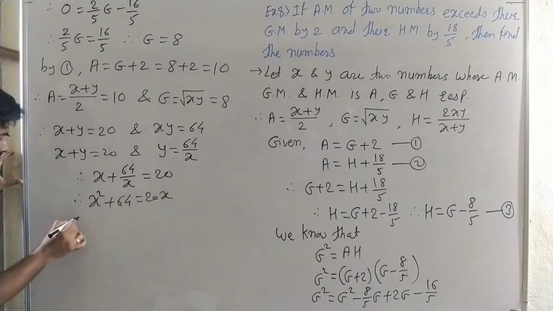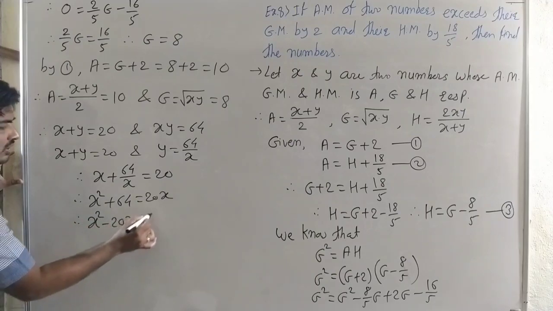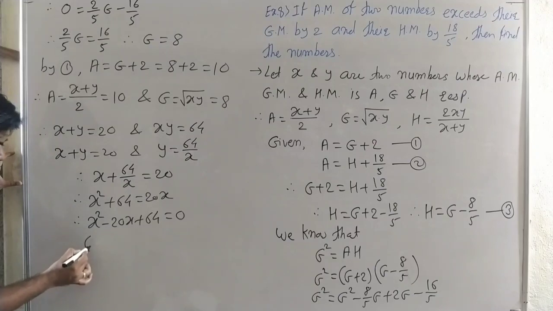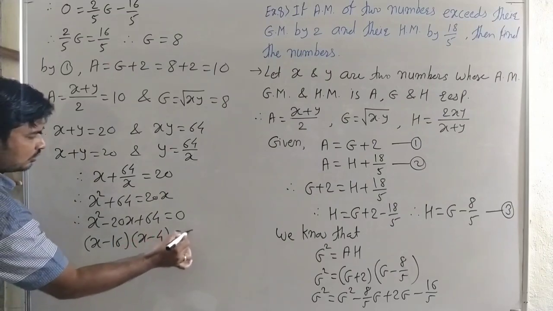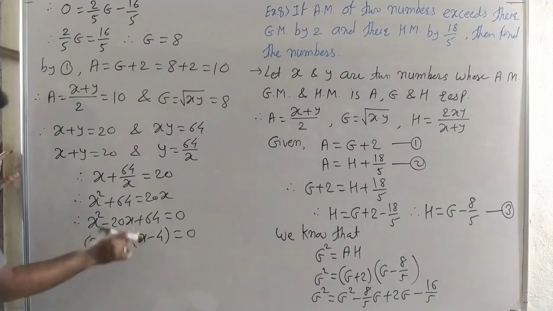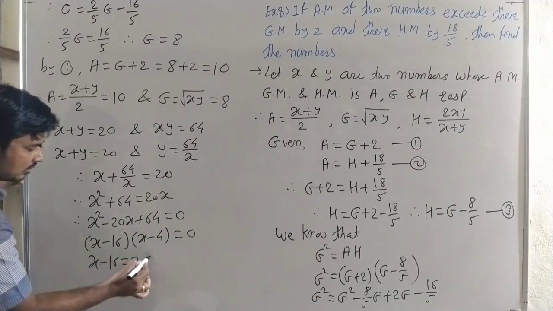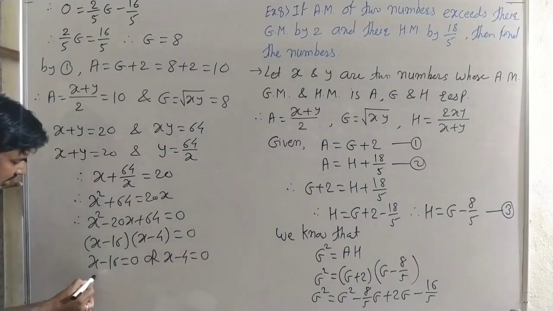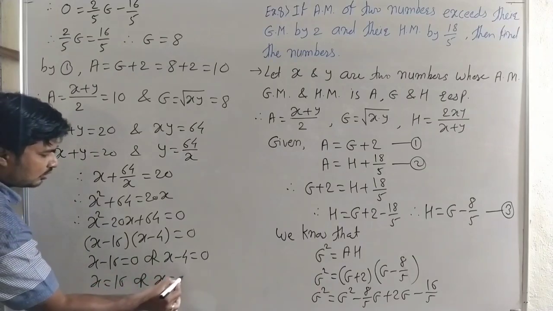Now we get a quadratic equation, x² − 20x + 64 = 0, and the factors are (x − 16)(x − 4) = 0. The product is +64 and the sum is −20. Therefore x − 16 = 0 or x − 4 = 0, and therefore x = 16 or x = 4.